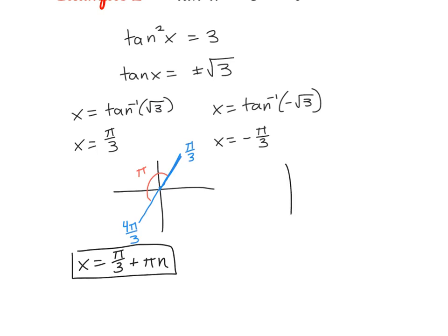And then over here, the negative version: our inverse function told us this angle, negative pi over 3. But we know that tangent is also negative in quadrant 2, so we could use this angle as well. The tangent of 2 pi over 3 is negative root 3. So that works for the value, so it's part of our answer. Again, these are exactly pi units apart, so that's how often they're going to reoccur. So we would say x equals negative pi over 3 plus pi n.